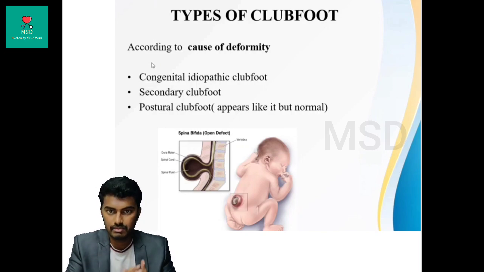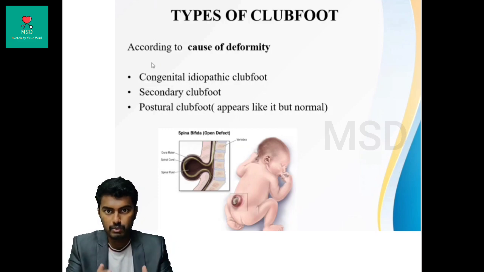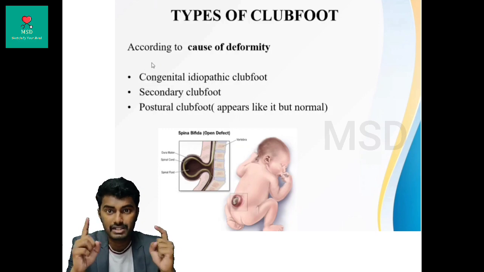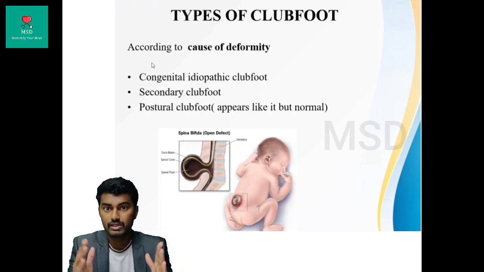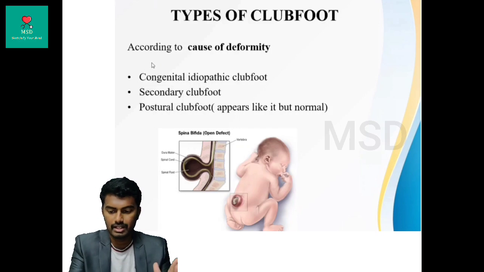And another one which comes under here is the postural clubfoot. Whenever a baby is born, the baby's foot will appear like a clubfoot, but it is not a clubfoot. It just looks like it due to the posture. That is called a postural clubfoot.